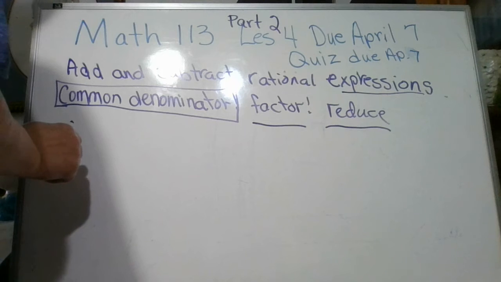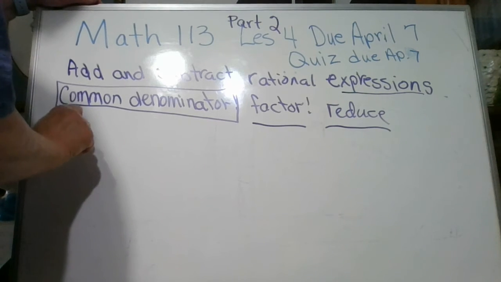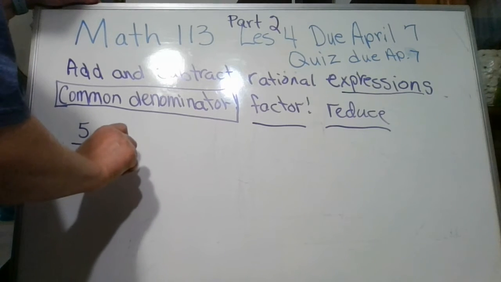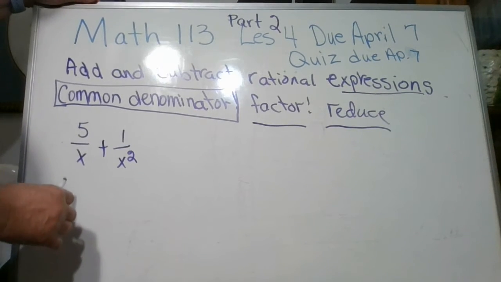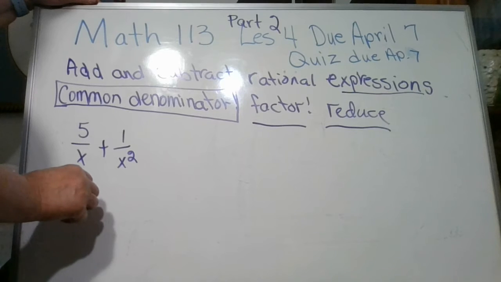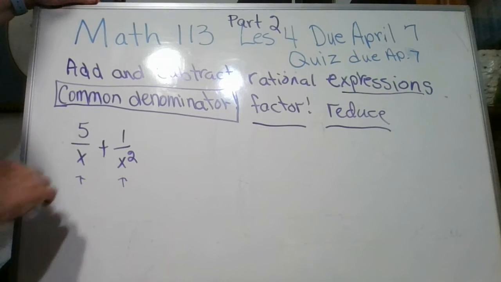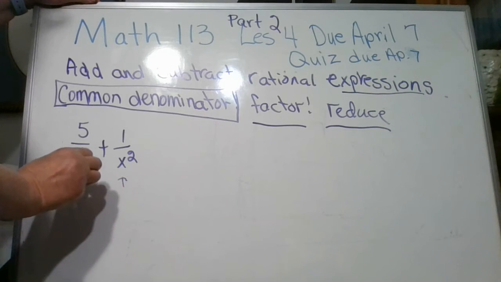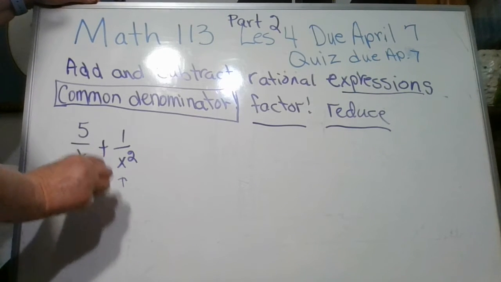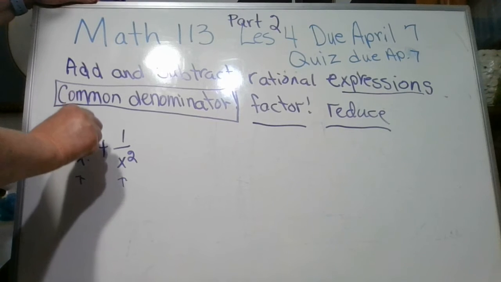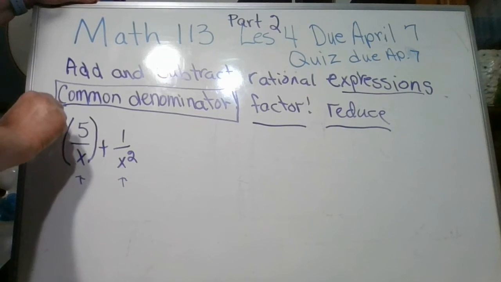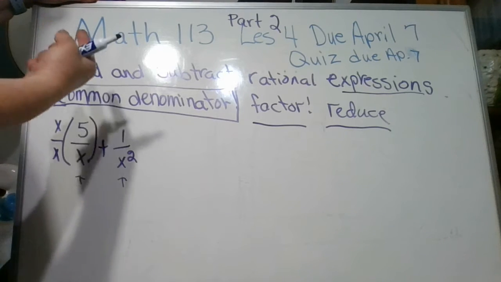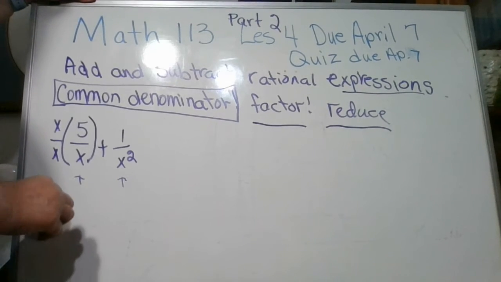Five over x, this is on page 11, 5 over x plus 1 over x squared. I look at my denominators. They both have the same letter, but one is squared. So I'm going to have to use the x squared as my denominator because I know that x times x is equal to x squared. So what I'm going to do is multiply by x over x, because remember, any number over itself is 1, and I can do that without changing what this means.